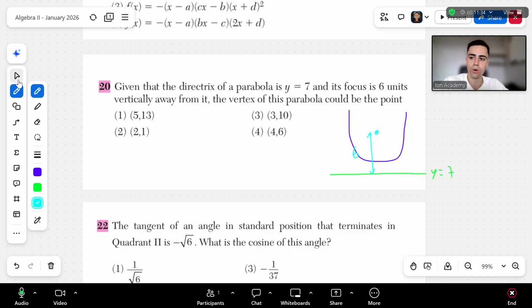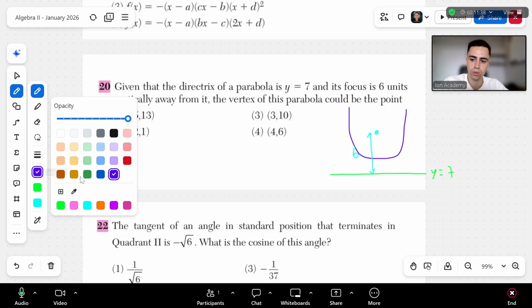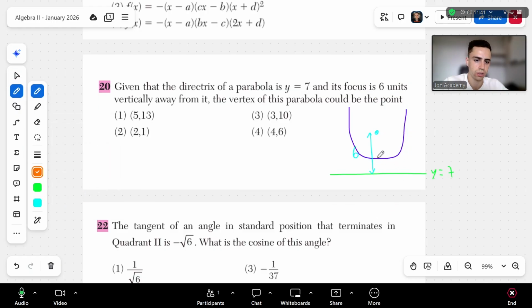And what we know always is that the vertex of the parabola, we could do it in some other color, let's say orange, this has to be halfway between the directrix and the focus. Therefore, this is 3 above and 3 below here. So 3 above y equal to 7, the y has to be equal to 10. Therefore, it's the third option.